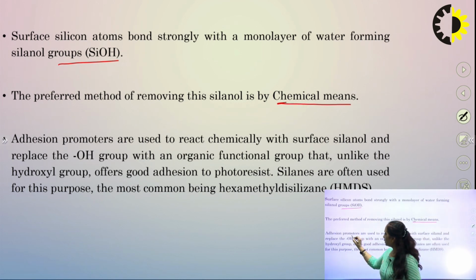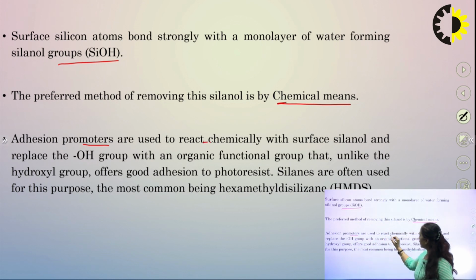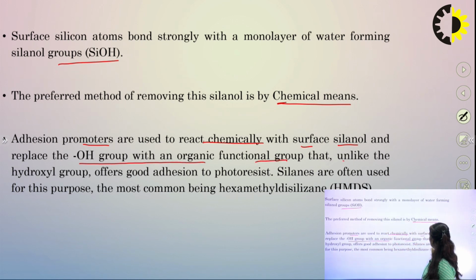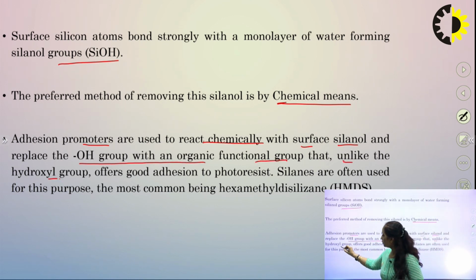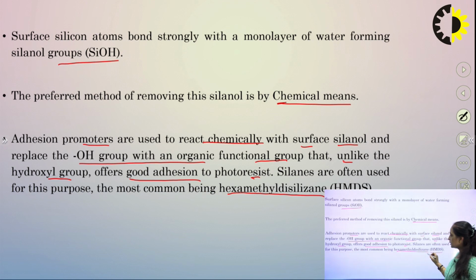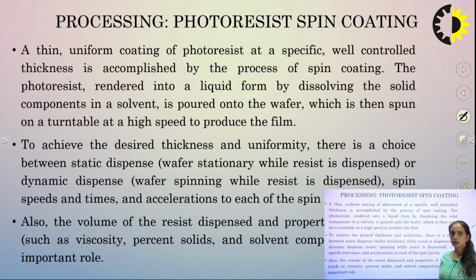The adhesion promoters are used to react chemically with the surface silanol and replace the OH group with an organic functional group which, unlike the hydroxyl group, offers good adhesion to photoresist. So the silanols are removed and over that the organics will be added, and for this purpose mainly we use HMDS, hexamethyldisilazane, which is the most commonly used material in this process.